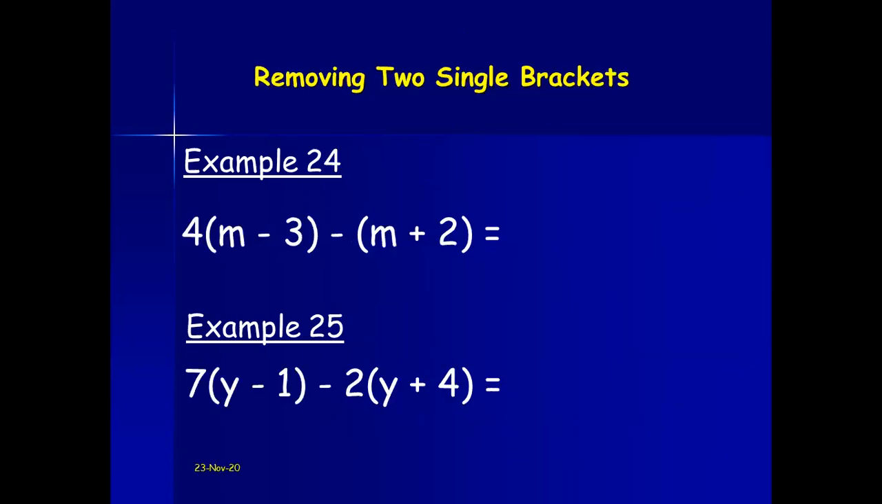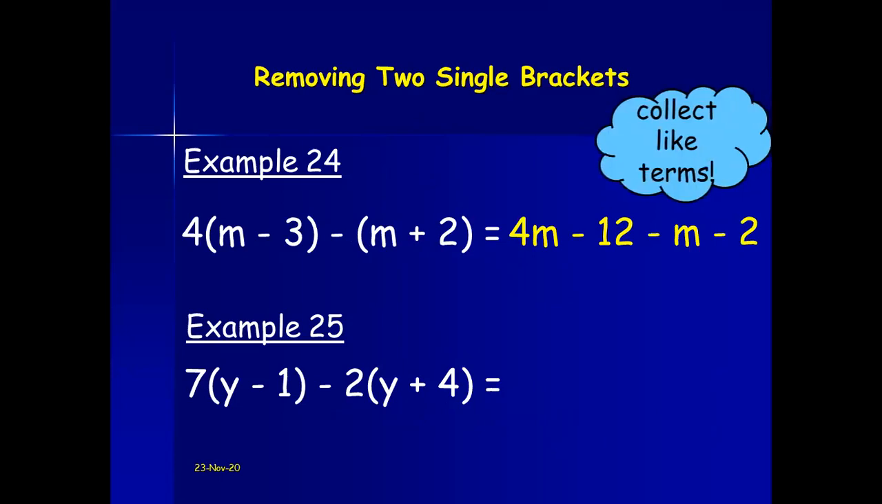Okay. So now I have 4 multiplied by m minus 4 multiplied by 3. So 4m minus 12. And then I multiply the subtract with the second bracket. So it will be negative m minus 2. Now let's collect the like terms. I have 4m minus m, that is 3m. Negative 12 and negative 2, that is negative 14. So my final answer, or the simplest form, is 3m minus 14.